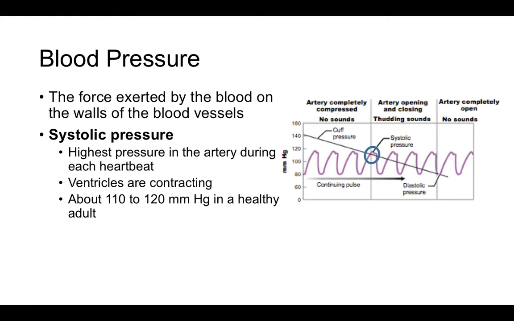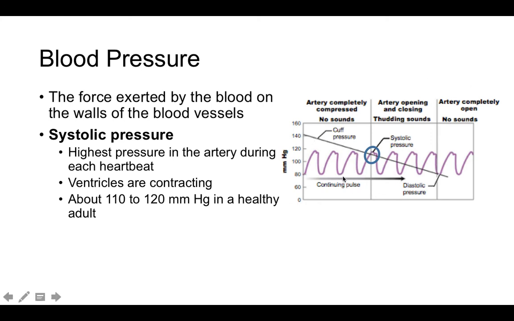Now, when the ventricles contract, they exert about 110 to 120 millimeters of mercury. And you're like, thanks, millimeters of mercury. I don't even know what that is. Are we talking about the planet? Are we talking about the element? Millimeters of mercury is one of the measurements that we use in science for pressure. That's it. That's all. The end.